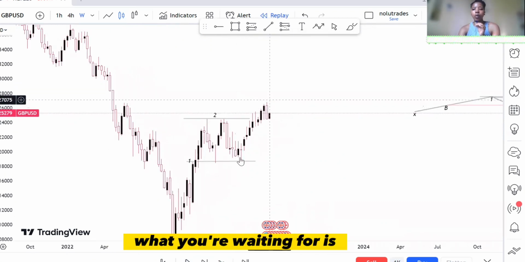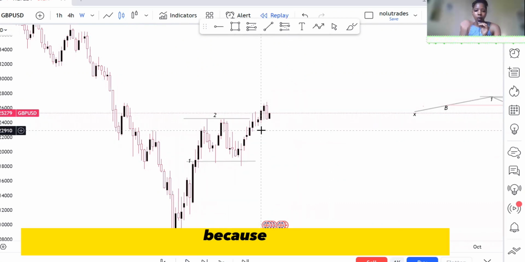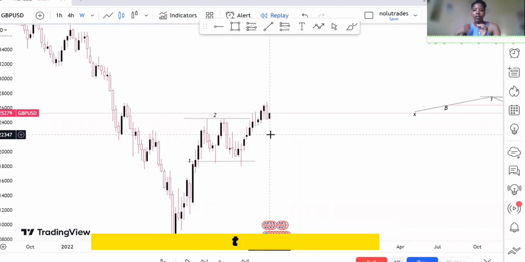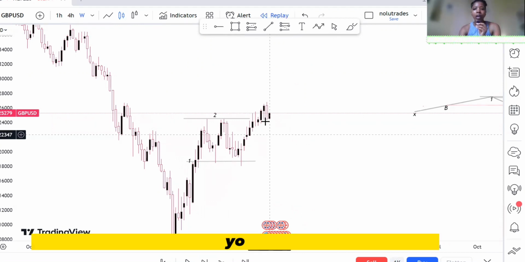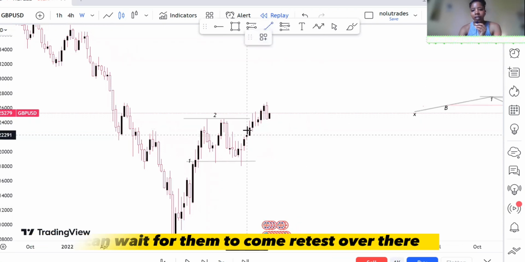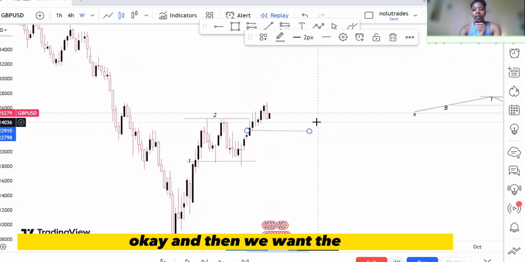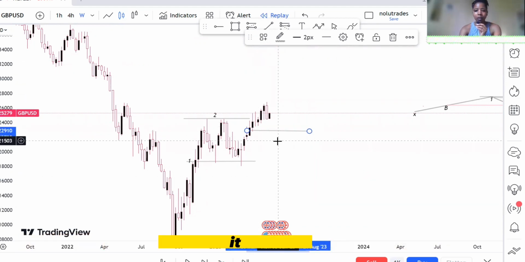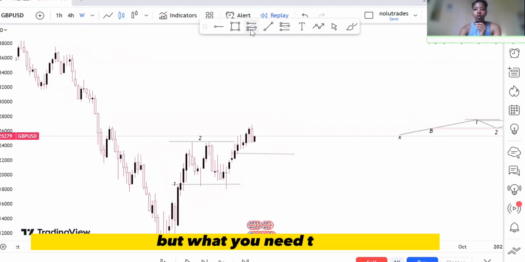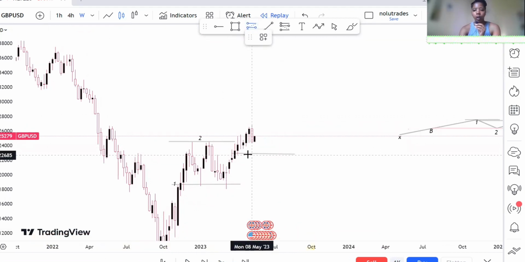What you're waiting for is, if you're scared to enter there, because I always enter when candles are pushing down, this comes with experience, which is fine. But when you're starting off, you can wait for them to come retest over there, okay? And then we want them to push to the upside, okay? They can come a bit down, it does not matter. But what you need to know is we're going long. We're not going short, we are going long.